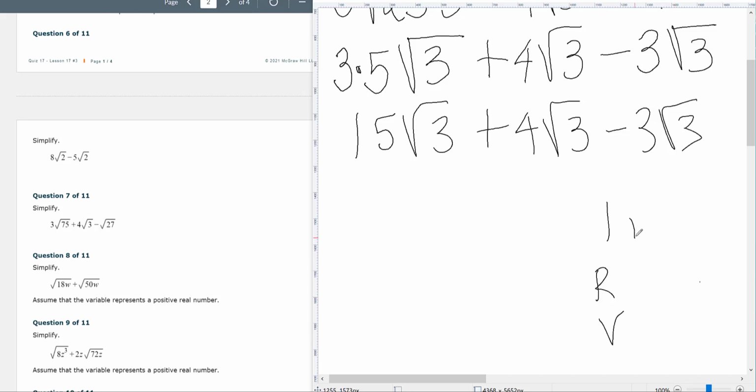They have the same index because they are all square roots. They have the same radicands. The radicand of each of these terms is 3. And they have the same variables because they have no variables. So all I do is say 15 plus 4 minus 3. That's 19 minus 3, which gives me 16 square root of 3.